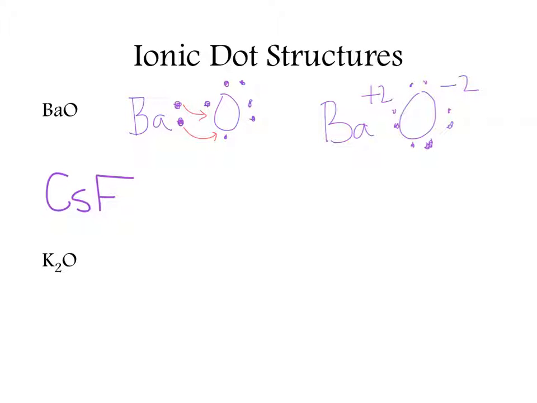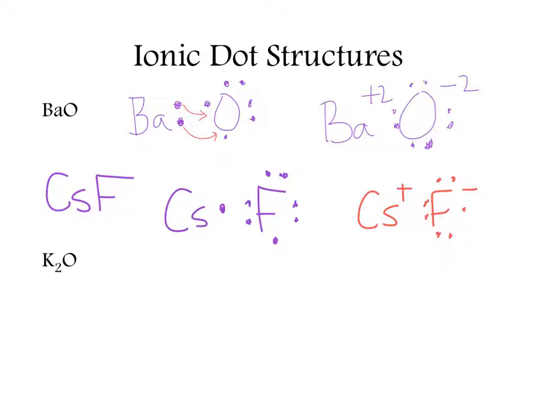Okay, so hopefully you tried CsF by yourself, and I got a thicker pen. We have Cs, which has 1 valence electron because it's in group 1. And F with 7 valence electrons because it's in group 17. There we go. And so Cs is going to lose 1 and F is going to gain 1. So our electron dot of our compound will have Cs with a plus sign and F with a minus sign. And then F also gets all 8 electrons. Alright, we're going to do one more together.